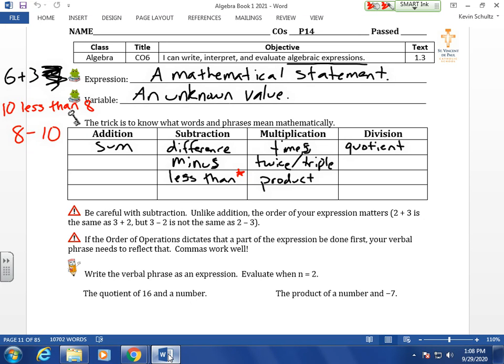Which is actually written as 8 minus 10. So for the person who said, hey, that's negative, they're right. 8 minus 10 does equal negative 2. So when you see that phrase less than, you really got to be careful with the order.